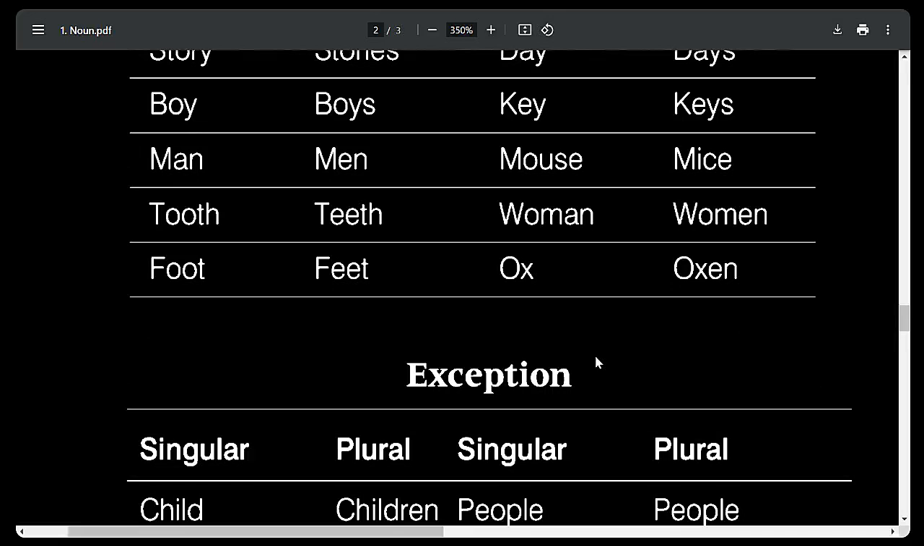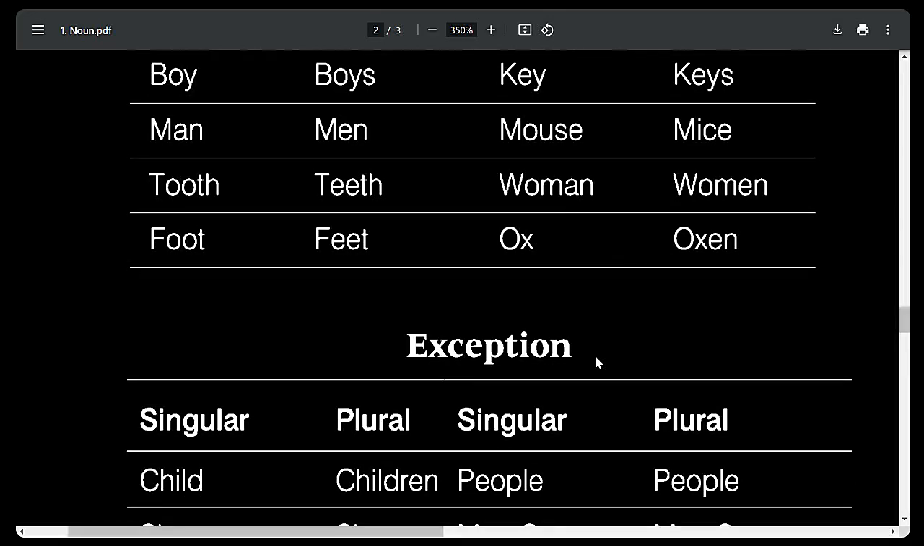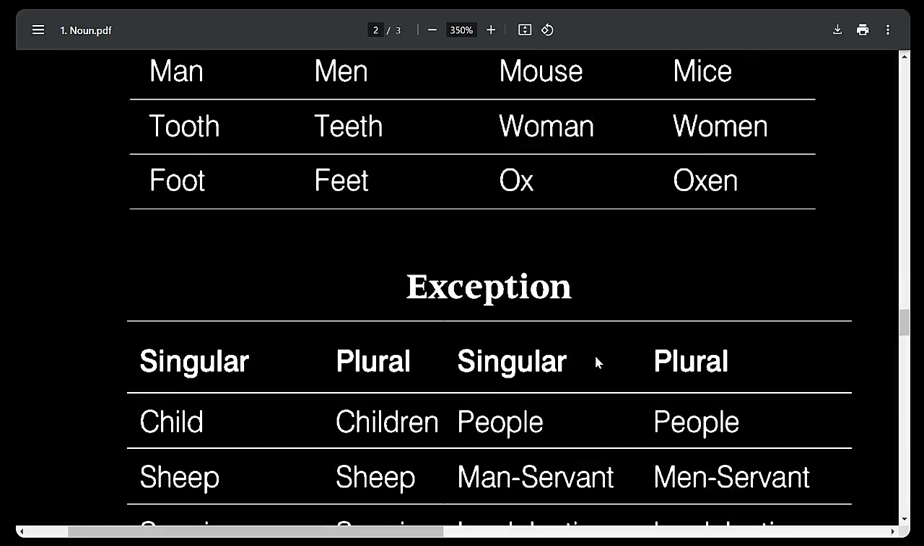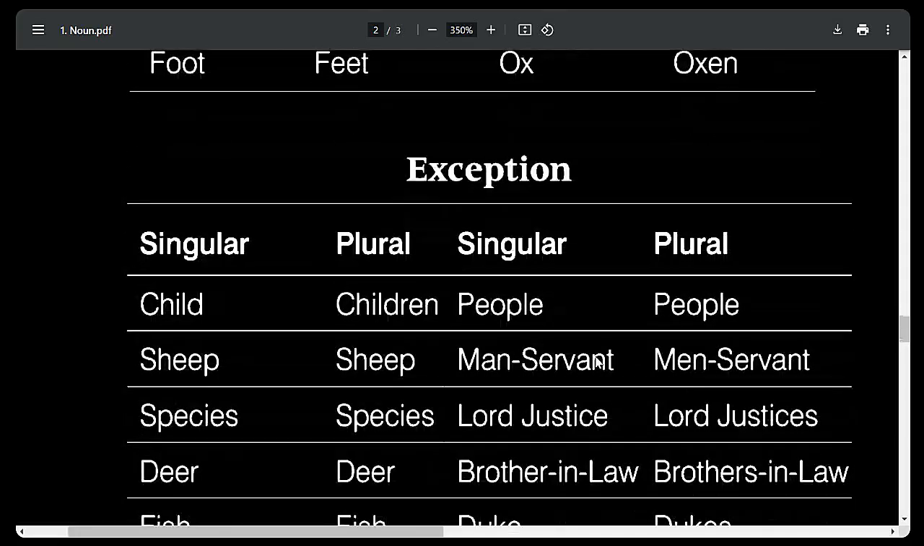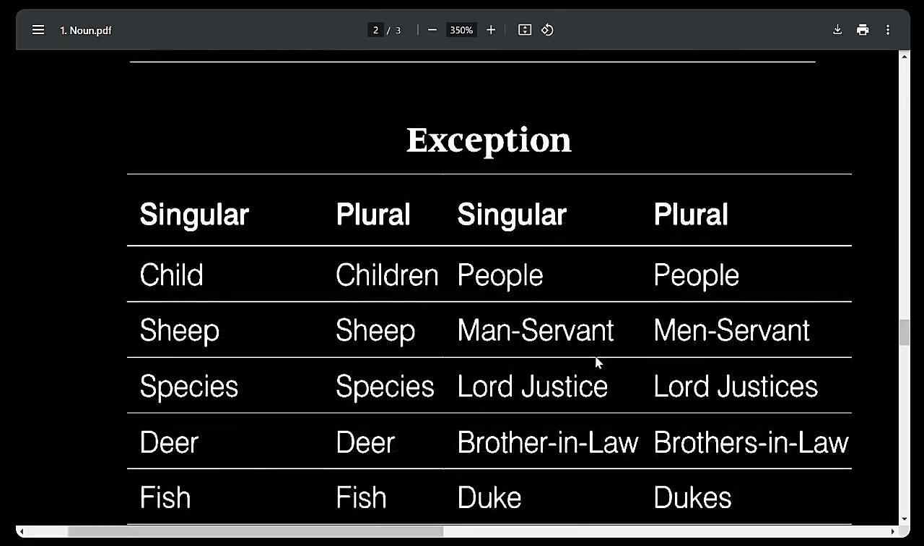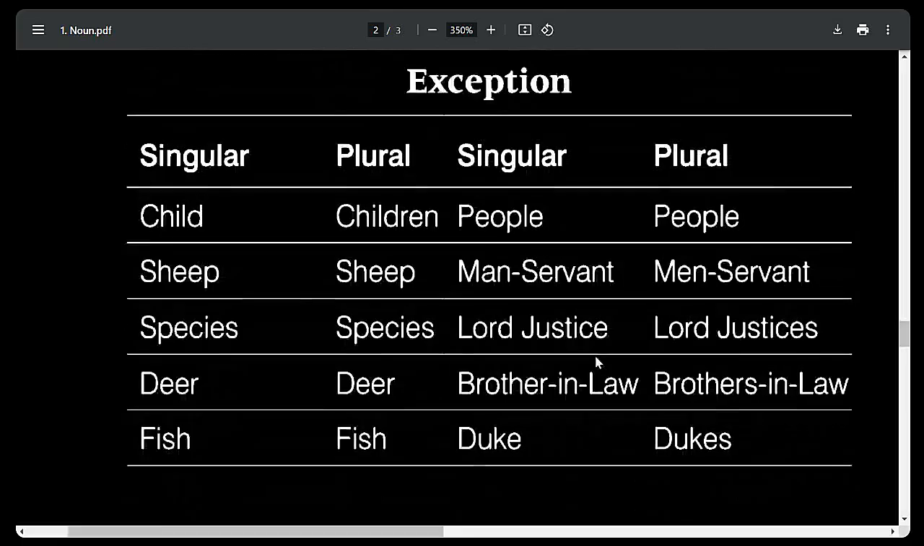That is child, children, people, plural also people only. Sheep, plural also sheep. Manservant, menservants. Species, plural is species. Lord justice, lord justices. Deer, deer. Brother-in-law, brothers-in-law. Fish, plural is fish. Duke, dukes.